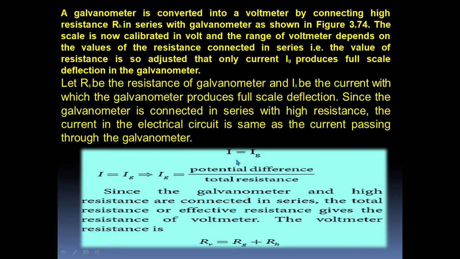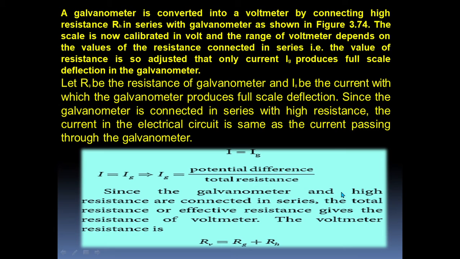That means I is equal to Ig, which is equal to V by R. According to Ohm's law, I is equal to V by R, where V is the potential difference and R is the total resistance.